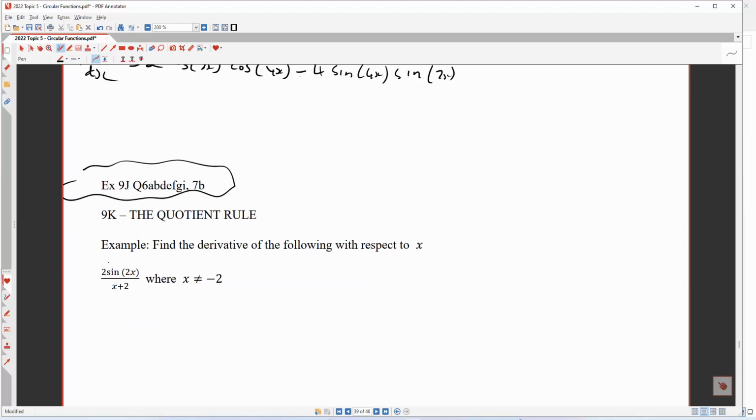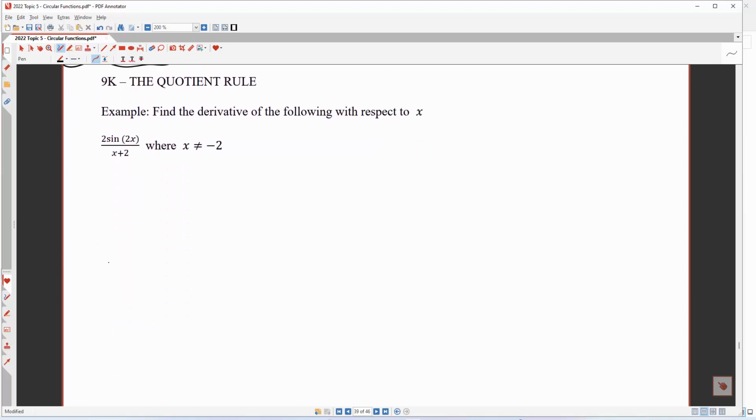And finally, the quotient rule. Remember, we use the quotient rule when we have one function divided by another function. So we'll go, let y equal 2 sine 2x over x plus 2. Our u has to be the numerator with the quotient rule, 2 sine 2x, and v is the linear x plus 2.